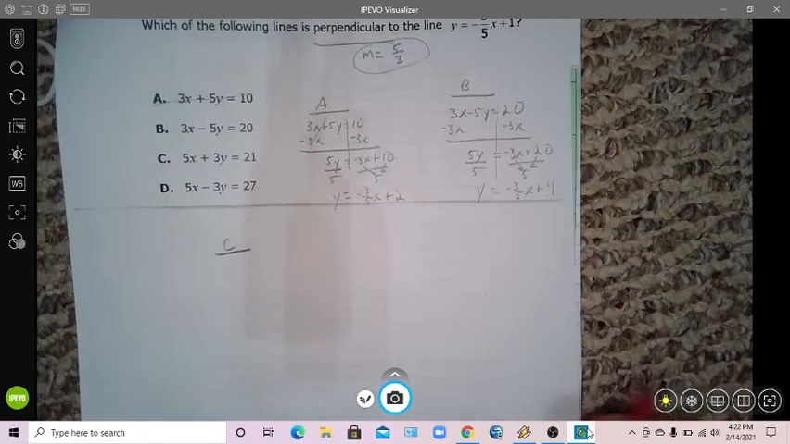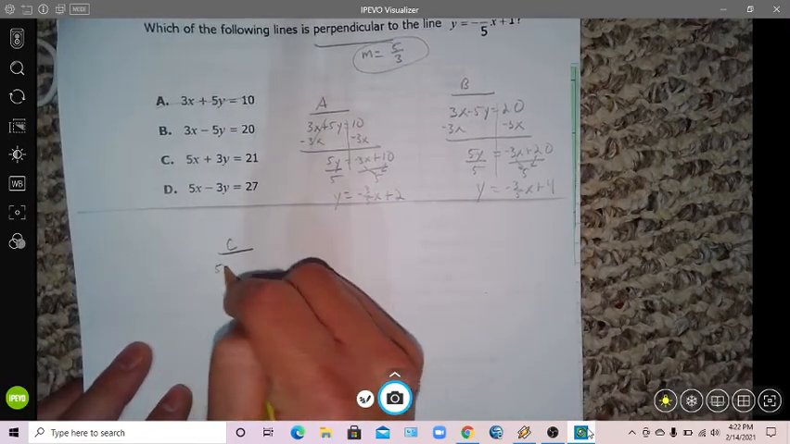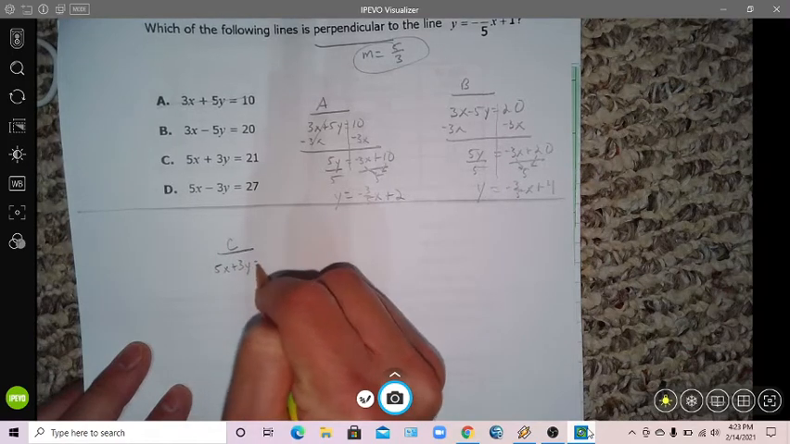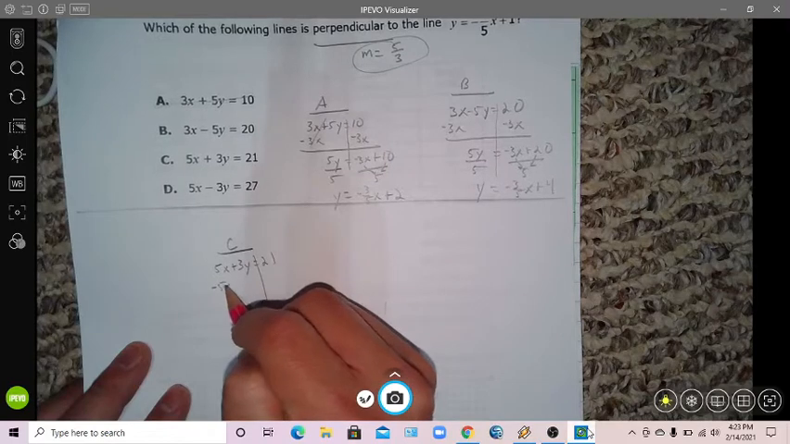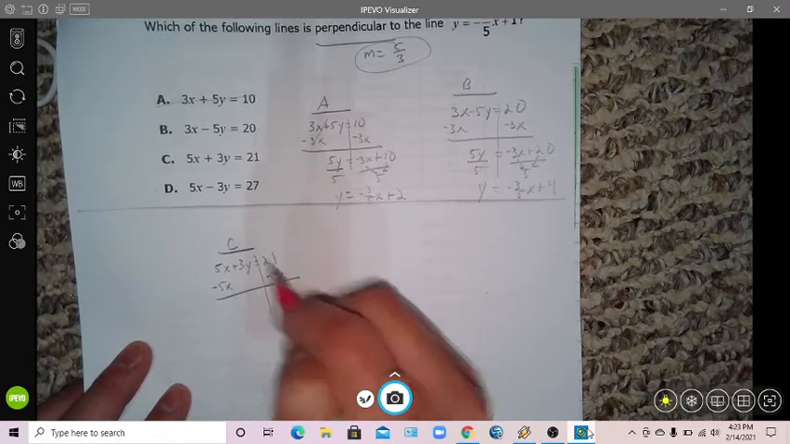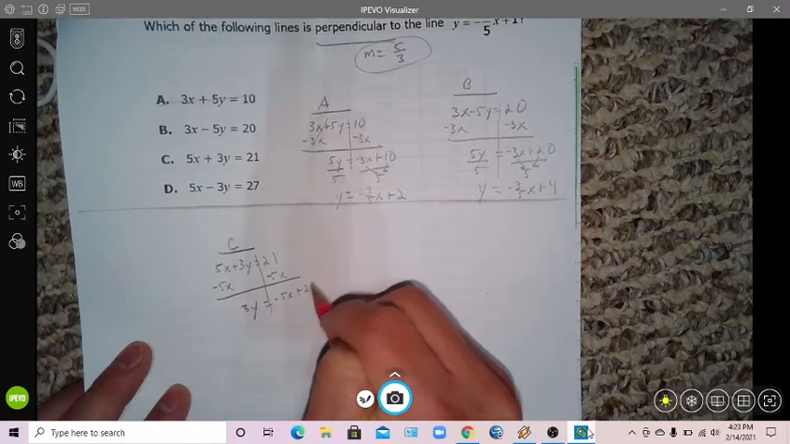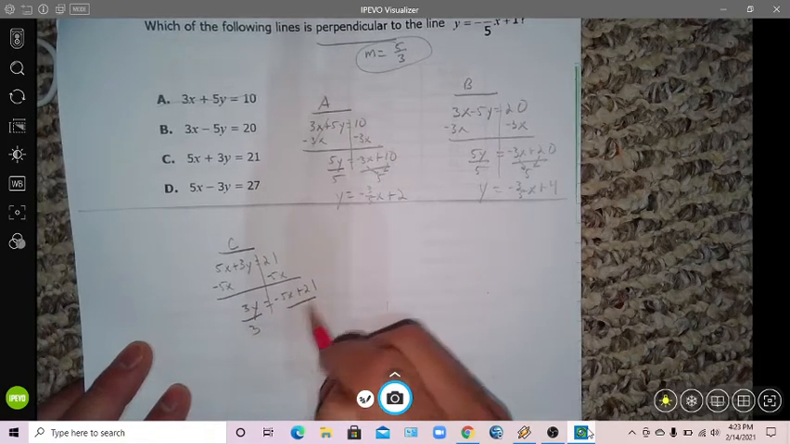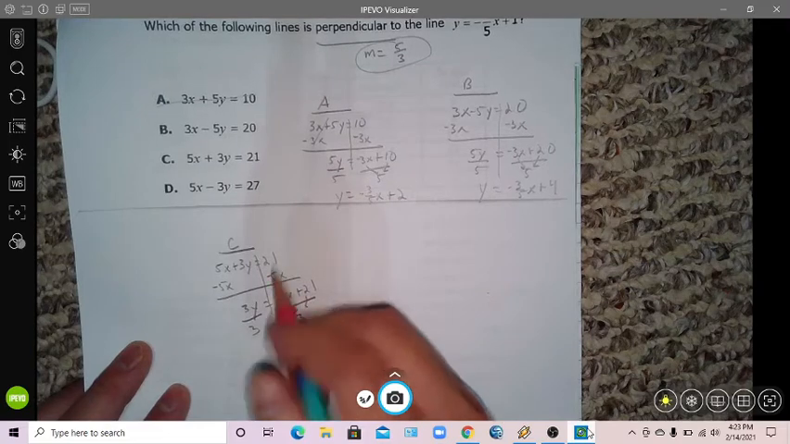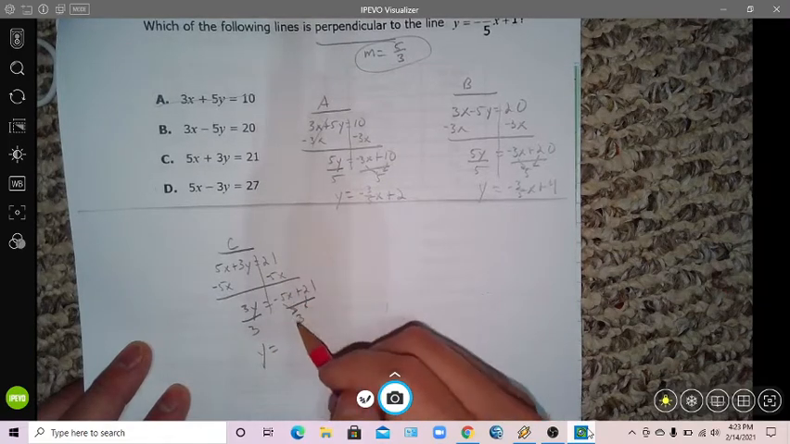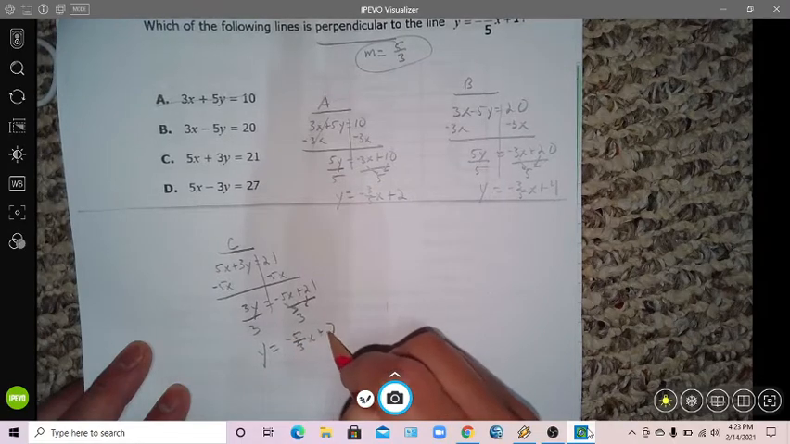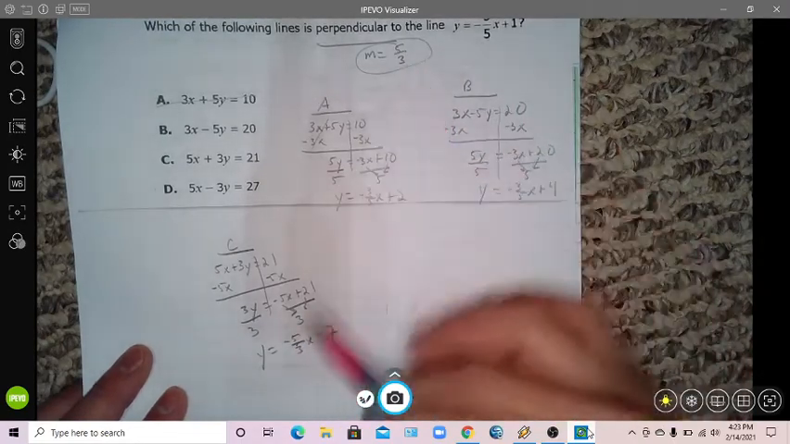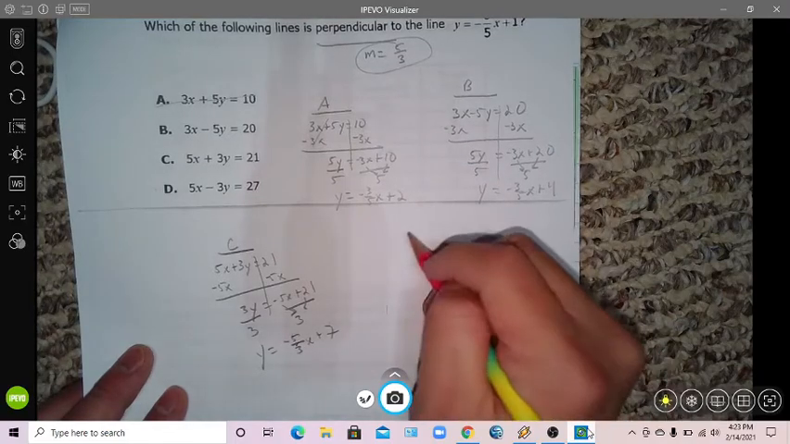So let's do option C. Option C, 5x plus 3y equals 21. Let's solve for y. Subtract 5x on both sides, so I get 3y equals negative 5x plus 21. Divide by 3. I don't think this is going to be it either. y equals negative 5/3x plus 7. Again, I want a positive 5/3. I got negative 5/3. Alright, let's hope it's option D.